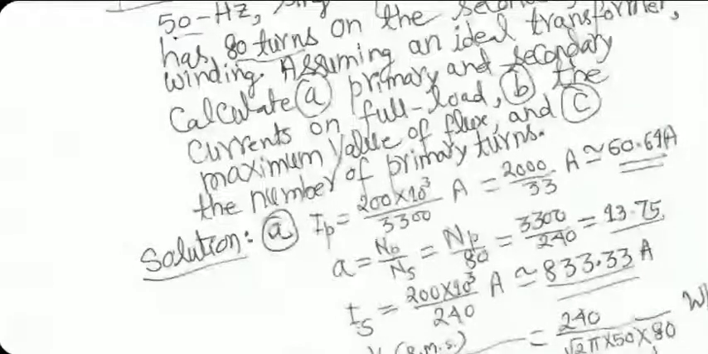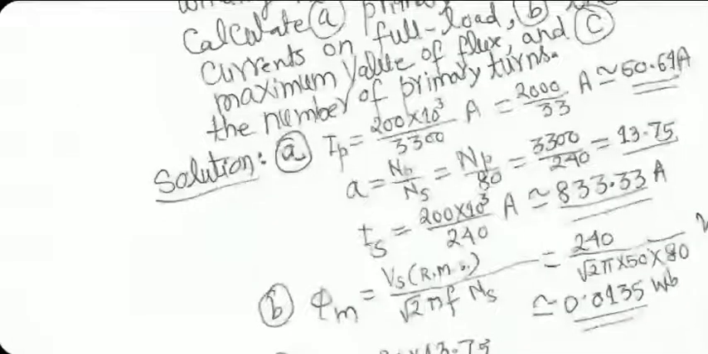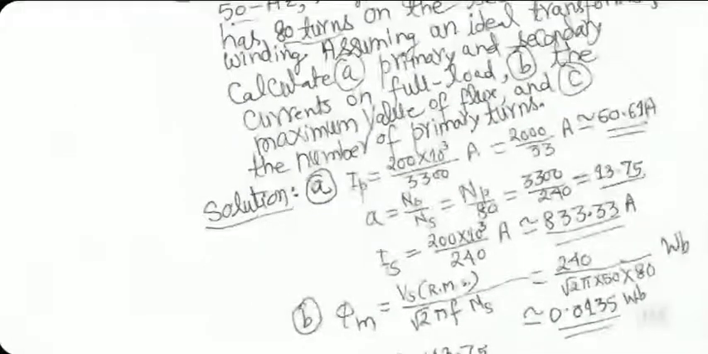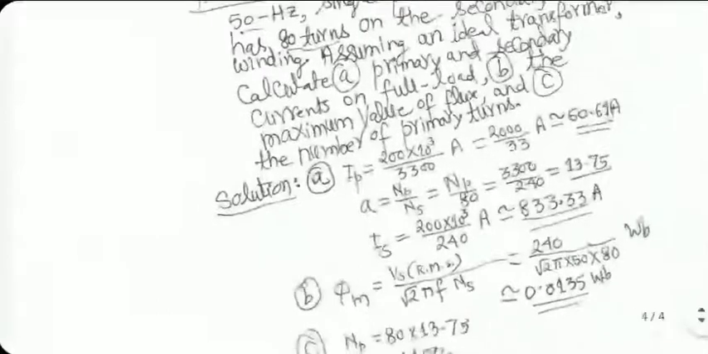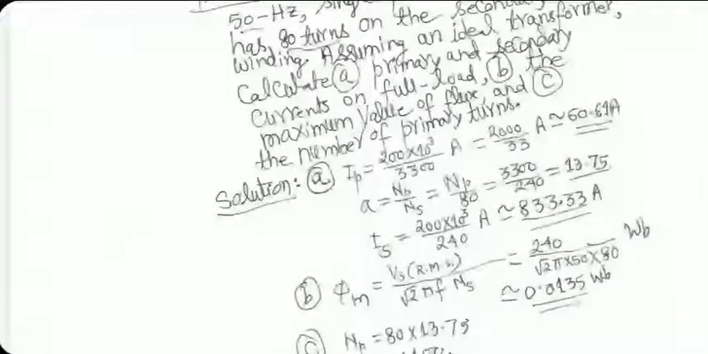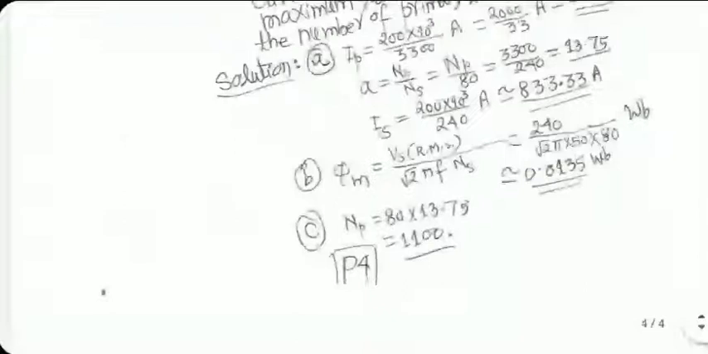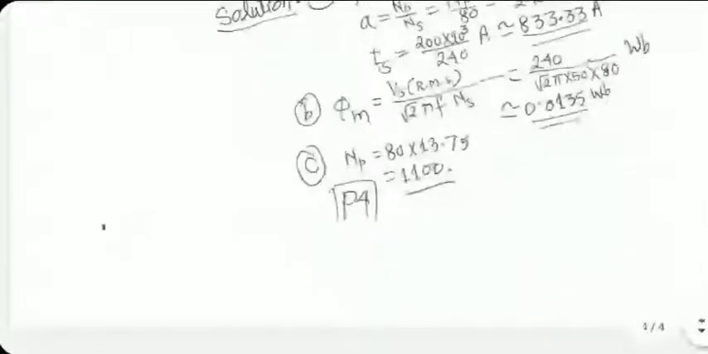Now the flux calculation. First of all, IP and IS are easy enough. I'm sure you have done it in several problems. Flux calculation again demands that you use this equation: phi m equal to Vs divided by square root of 2 pi f ns. Plug in all the values, you'll get 0.0135 Weber. And NP, as I said, is very easy to calculate. It is turns ratio multiplied by ns. It turns out to be 1100.